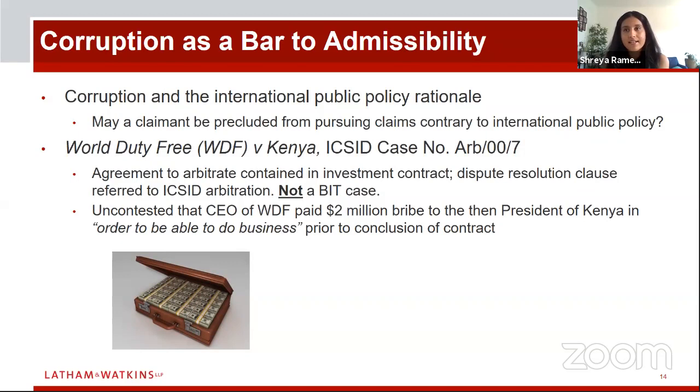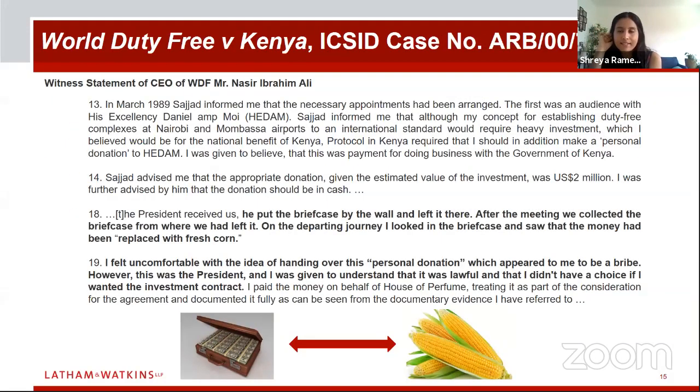Again, this case, like Metal Tech, is a bit different because it was uncontested that a bribe was in fact paid to President Moi of Kenya in order to be able to do business in the state. Nasir Ali, who is the manager or the CEO, I think, of World Duty Free, was asked to make a $2 million personal donation to President Moi of Kenya. This bribe was actually solicited by one Mr. Rashid Sajjad, who is known by Mr. Ali to be close to the president and to have quite some sway within the Kenyan government.